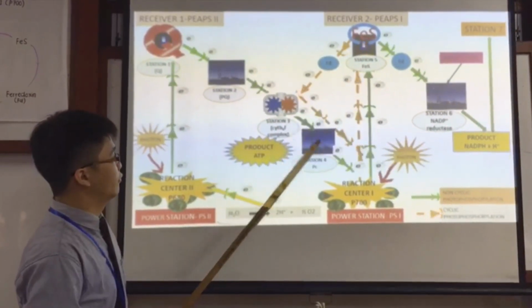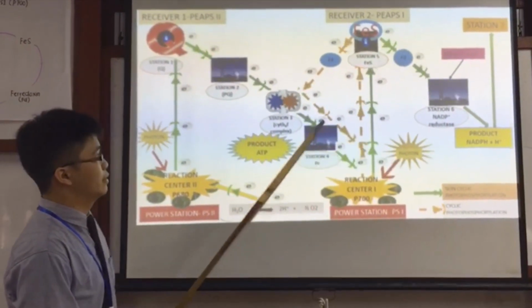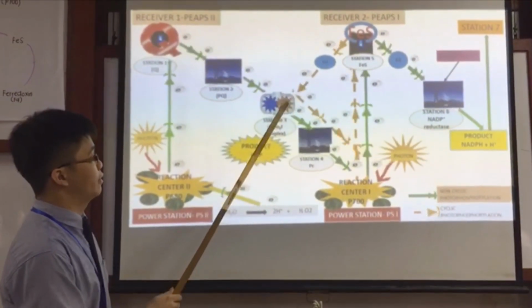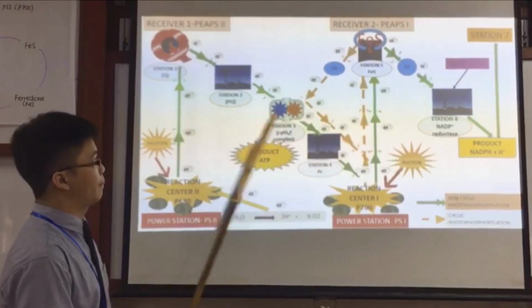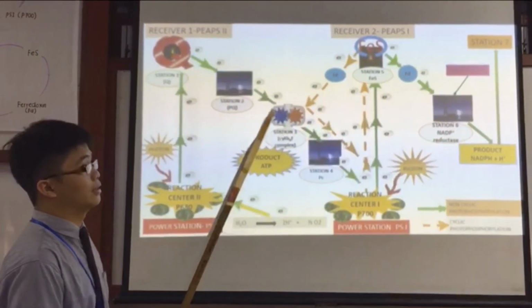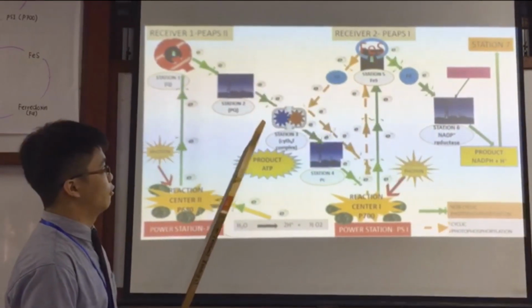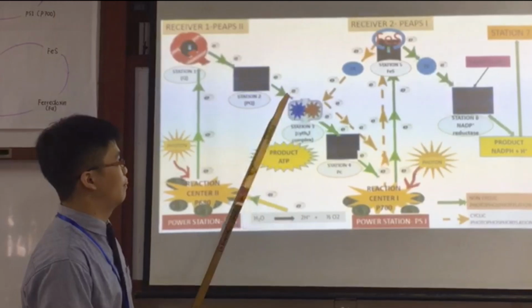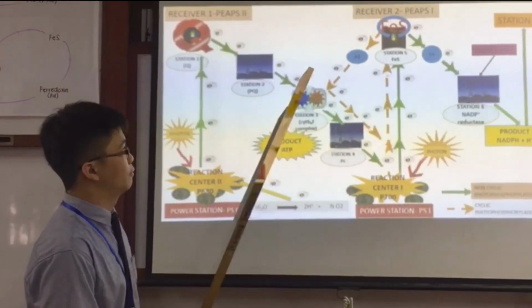The production of ATP in the cyclic photophosphorylation is the same as in the non-cyclic photophosphorylation, where the flow of electron will provide energy to pump the proton and create the electrochemical proton gradient, and the proton flows back into the stroma, and the ATP synthase combines the ADP and Pi to form ATP.